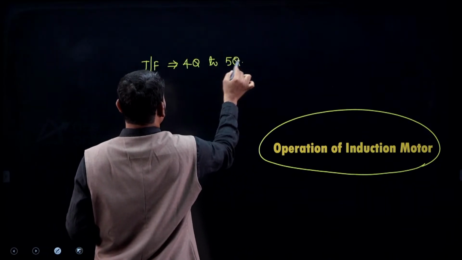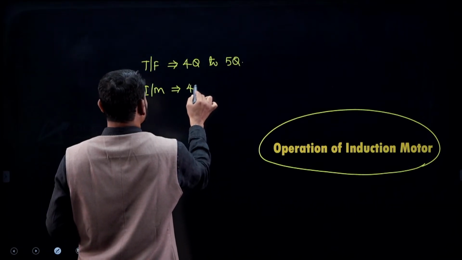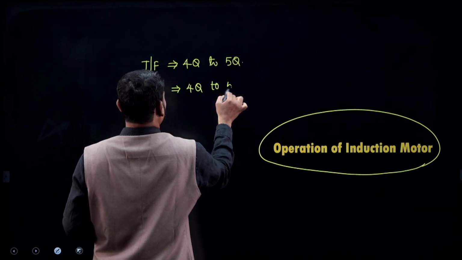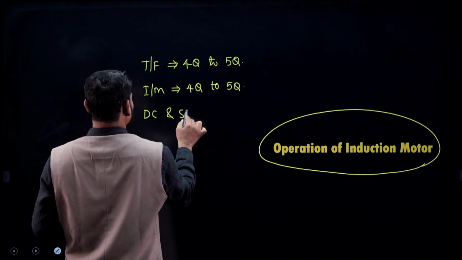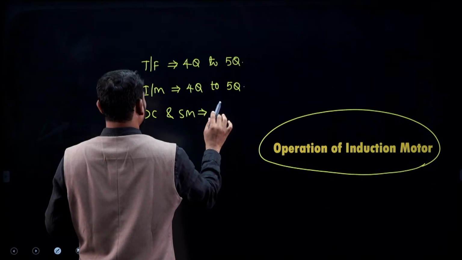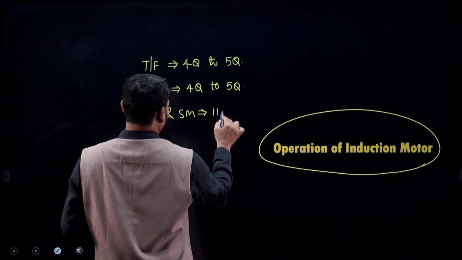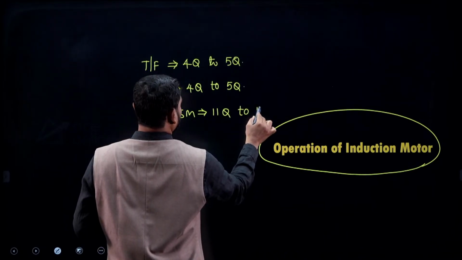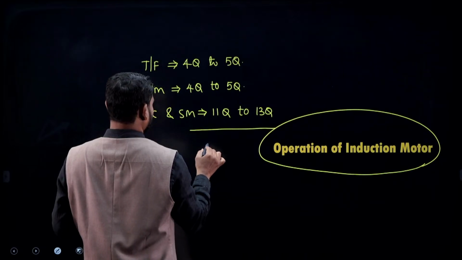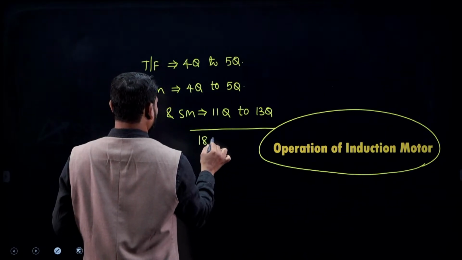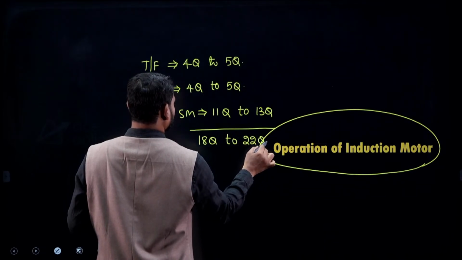Transformers 4 to 5 questions, induction machines also 4 to 5 questions, DC machines and synchronous machines together will touch around 12 to 13 questions, around 11 to 13 questions. So altogether it will be a minimum of 18 questions, and maximum it can go up to 22 questions.